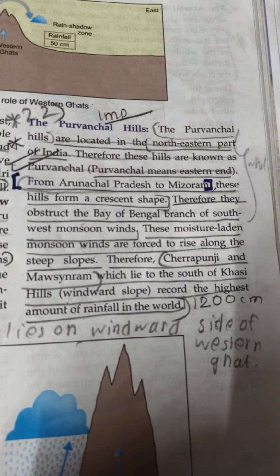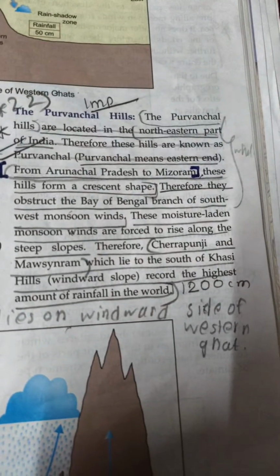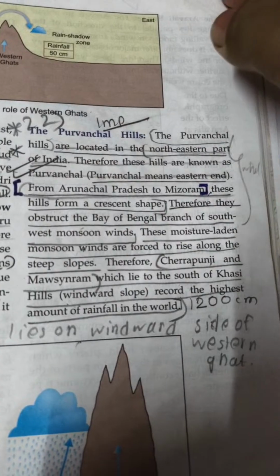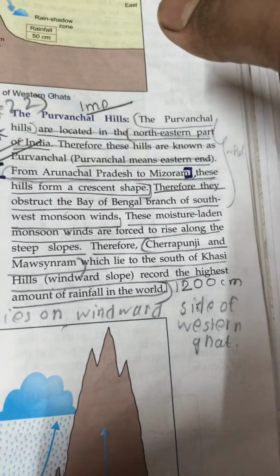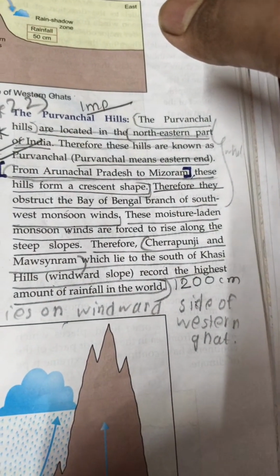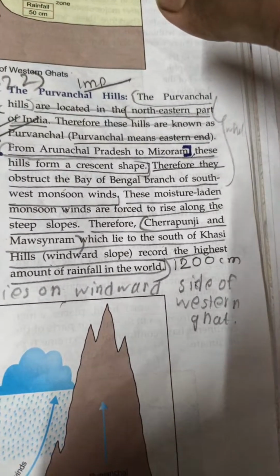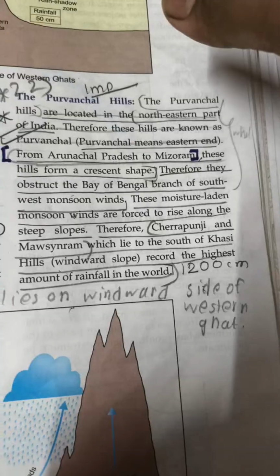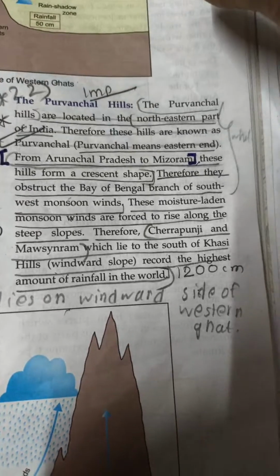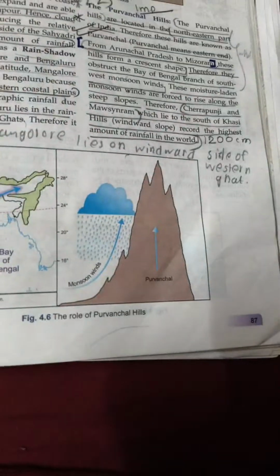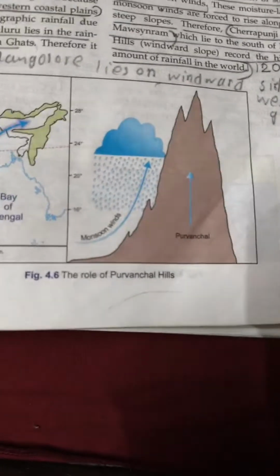Don't forget this: from Arunachal Pradesh to Mizoram. These hills form a crescent shape. Crescent means a curved arc. Therefore, they obstruct the Bay of Bengal branch of the southwest monsoon wind. These moisture-laden winds are forced to rise on steep slopes. Therefore, Cherrapunji and Mawsynram, with windward slope, record the highest amount of rainfall in the world, that is 1200 centimeter of rainfall. Now, why? We will see.